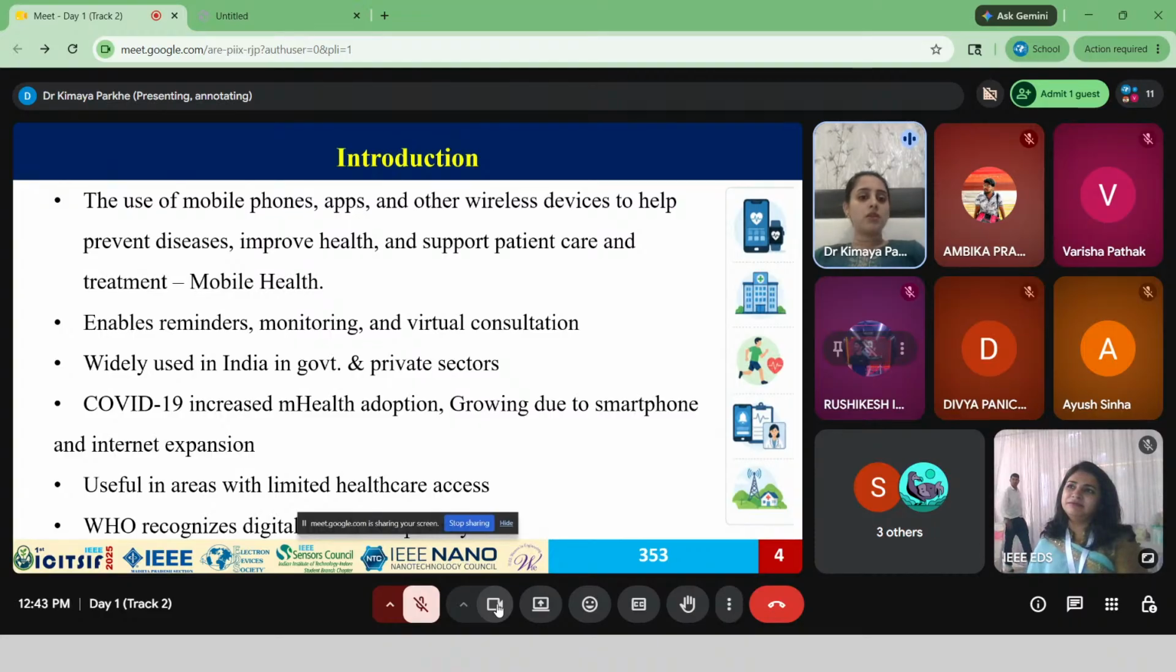This also enables reminders, monitoring and virtual consultations. It is widely used in India, in government and private sectors as well. During COVID-19, its use increased and it is still growing because more people are using smartphones. It is mostly useful in areas with limited healthcare access.